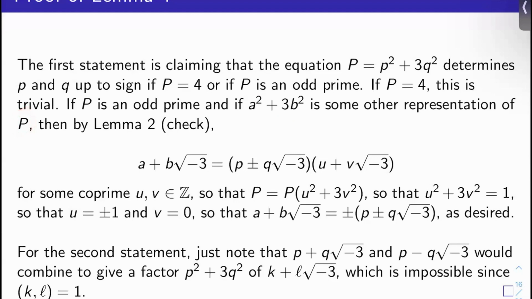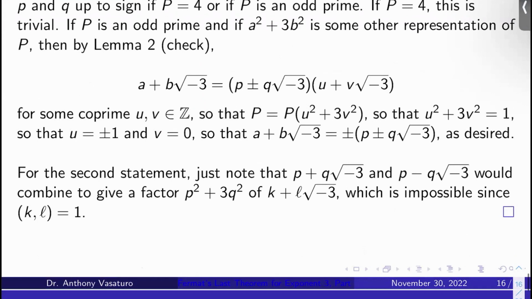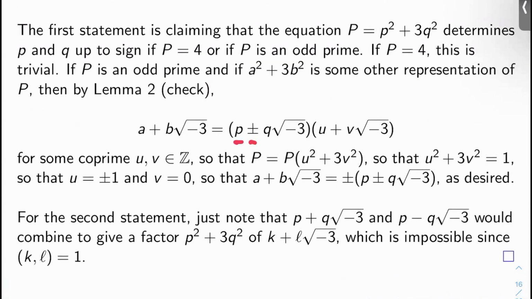then by lemma 2, and I want you to check that this does follow from lemma 2, a plus b root negative 3, the term stemming from the second representation, is equal to p plus or minus q root negative 3, the factor stemming from the first representation, times some u plus v root negative 3 for some coprime integers u and v.